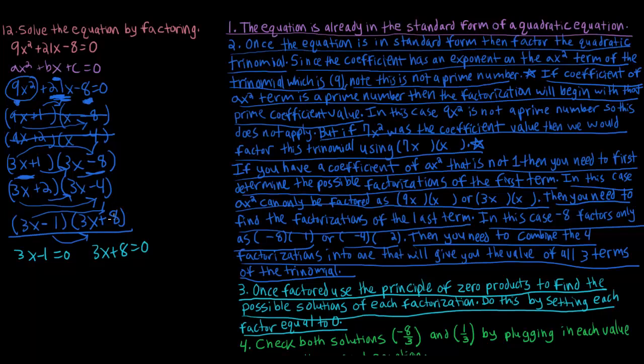And now we just need to solve for x, so add 1 on both sides, 3x equals 1, divide 3 on both sides to get x by itself, x equals 1/3. And then for this one, 3x plus 8 equals 0. Subtract 8 from both sides. 3x equals negative 8. And then divide 3 from both sides. You have x equals negative 8 over 3. So these are our solutions.